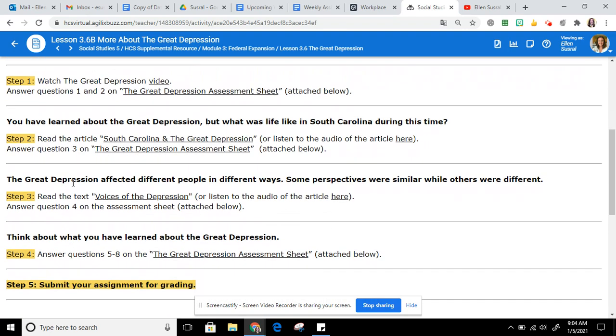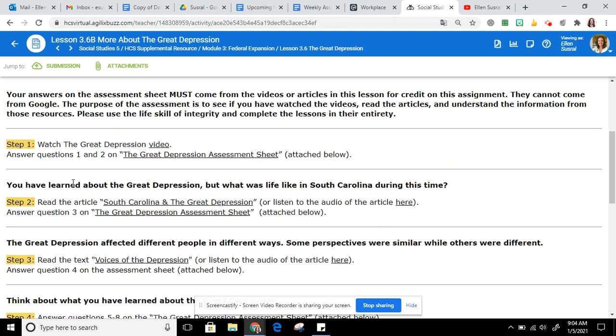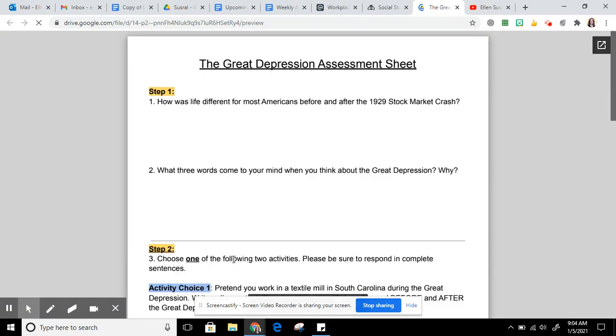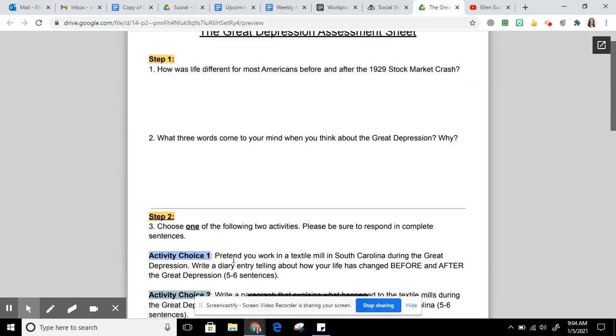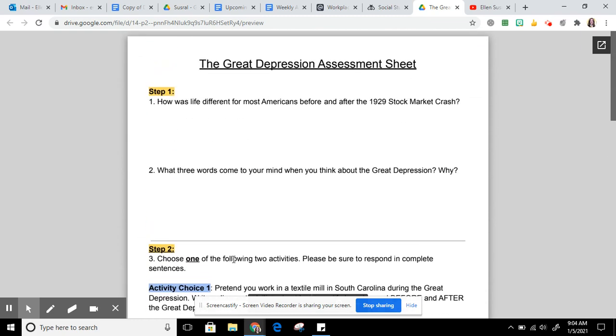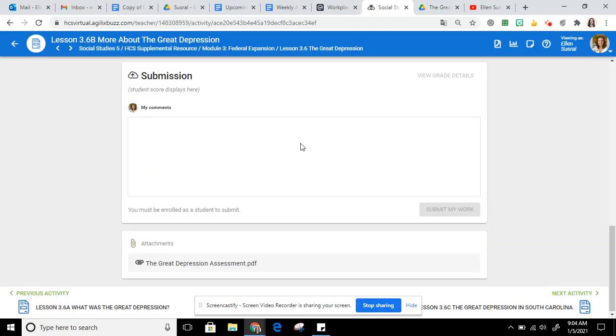Then you're going to get into the steps. Step 1, you're going to watch the Great Depression video, and you can watch that video by clicking on the link here. You're going to answer questions 1 through 2 on the Great Depression assessment sheet, which is attached below. So I'm going to pull up the assessment sheet. It's right down here below under attachments, the Great Depression assessment. For this assignment, you've got 2 pages with 8 questions. All right, so let's go back to the lesson.